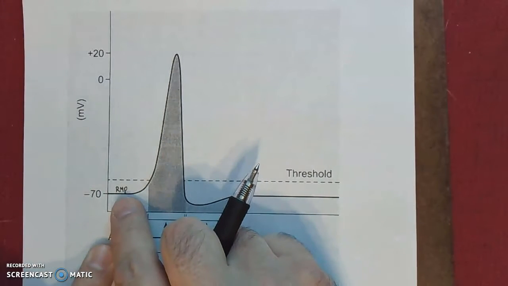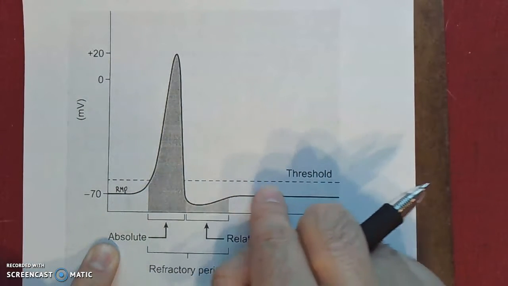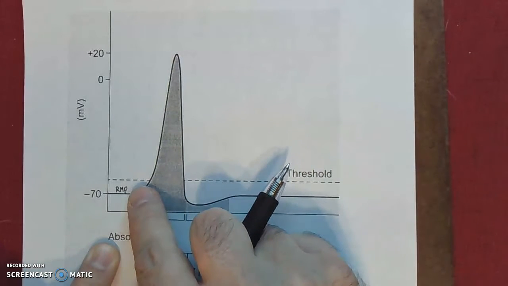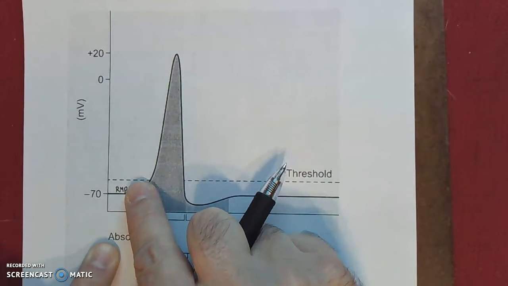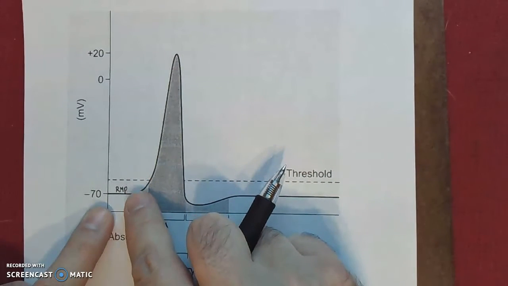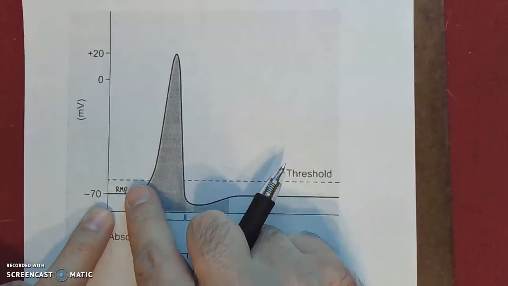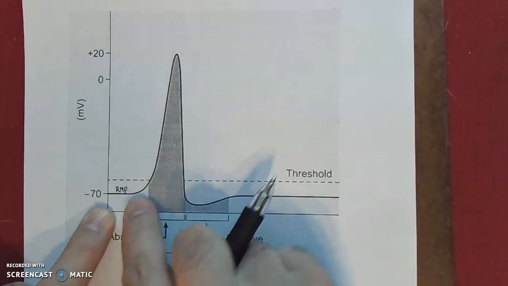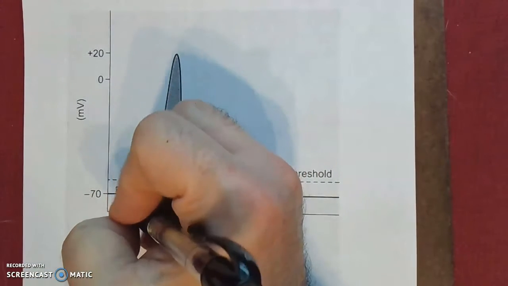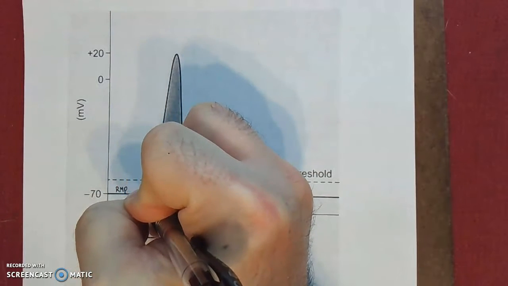Now, right here is our threshold value. Notice that it's not very far up on this graph, so it doesn't take a lot to reach threshold. So this right here represents the graded potential.